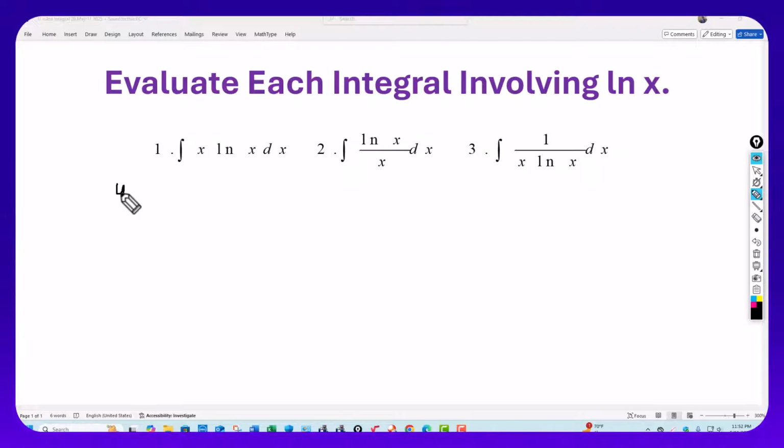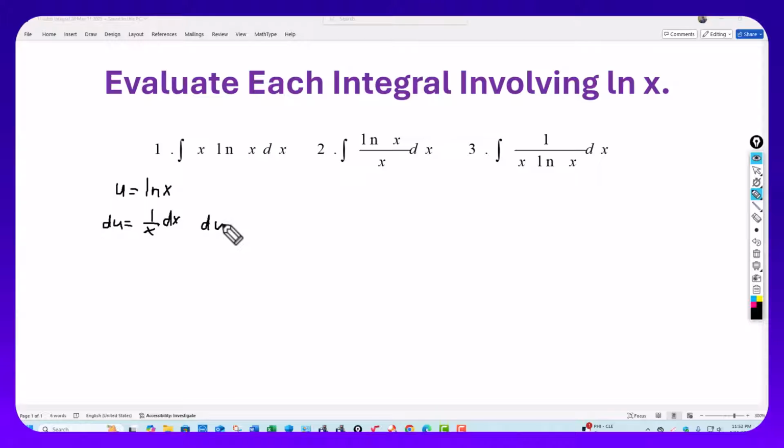So you pick your u and your dv. The u you want to differentiate, and the dv you want to integrate. The ln function is very easy to differentiate. So let u equal ln of x, then du would equal the derivative of ln of x, which is just 1 over x dx.